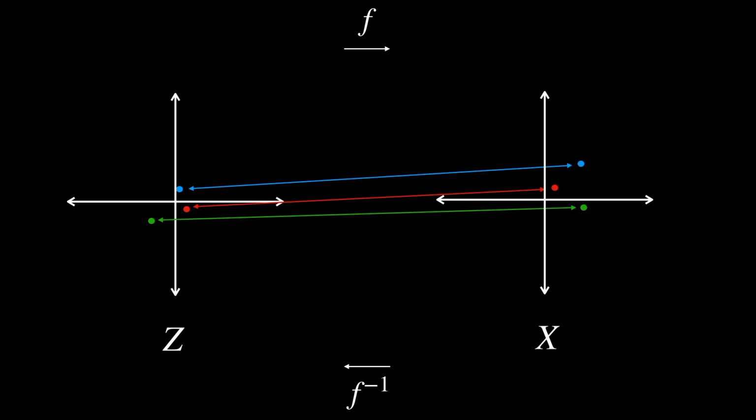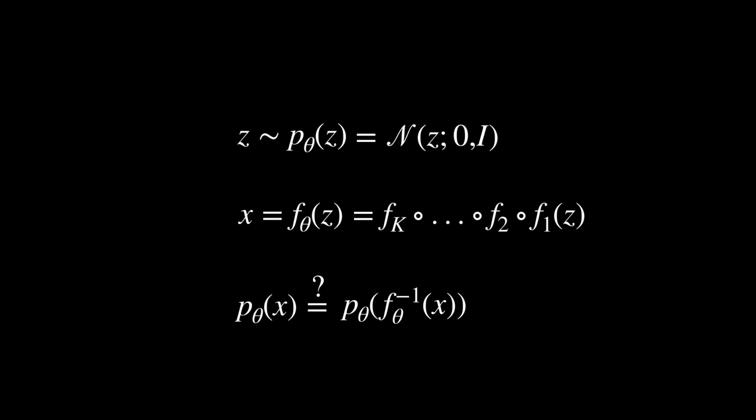So say we ask what the density is of a given x. We might think that we can just say, okay, p of x equals p of f inverse of x. Well, in general, no, this isn't the case. It depends on the behavior of f. So to understand how this works, we can take a look at what's called the change of variables formula.